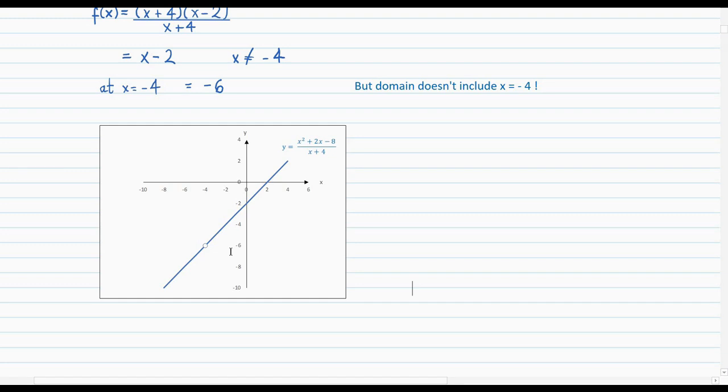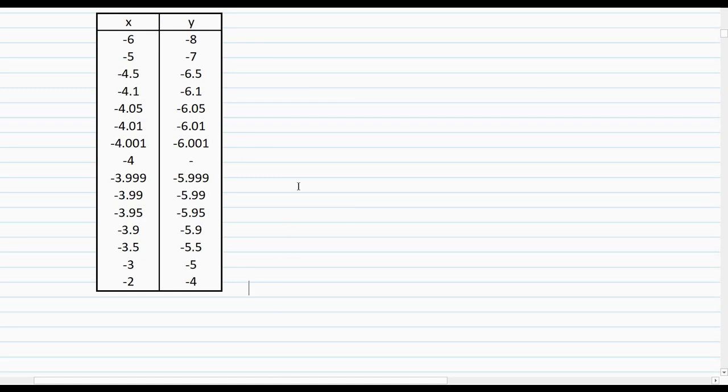So you know that the function isn't defined for x equals negative 4, but we can investigate what happens as x gets closer and closer to negative 4. Or in other words, what happens as the x value approaches negative 4. Here's an attempt at this investigation. As you can see in the table, I first try to see what happens as you approach it from the negative side, meaning for values less than negative 4.